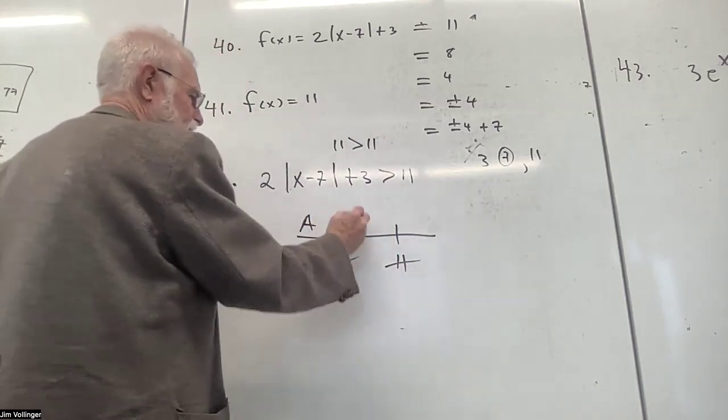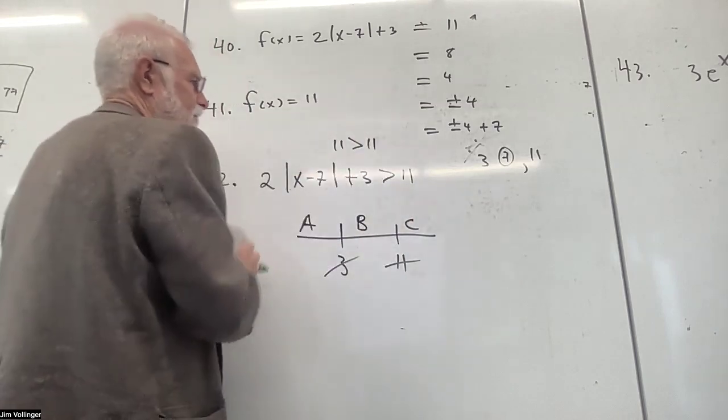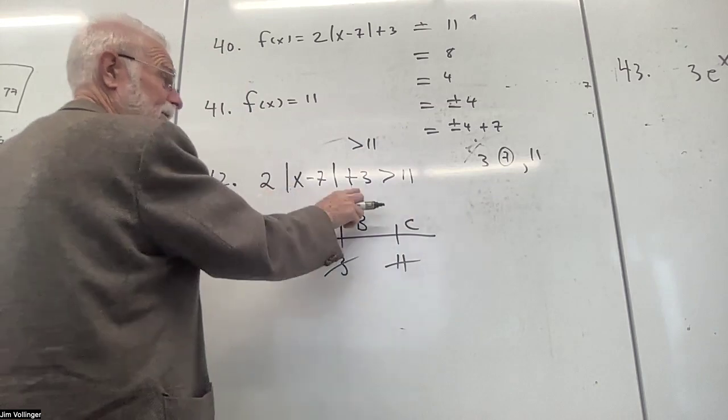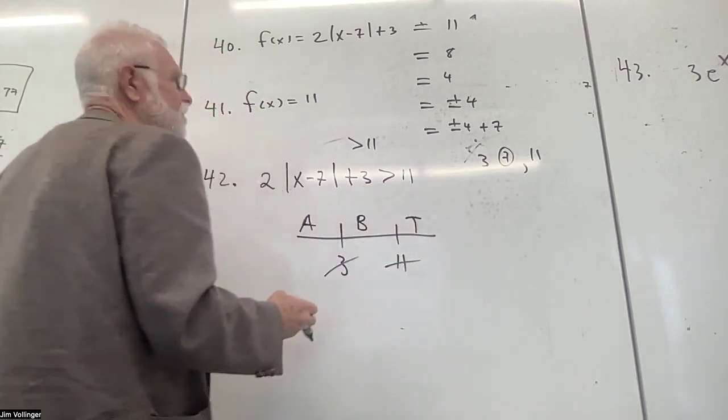So therefore, 3 is not going to work. That leaves 3 intervals, A, B, and C. Let's try any number bigger than 11. How about we try 12? Well, that's 5, 10, 13. Is 13 bigger than 11? True. Let's try 0.